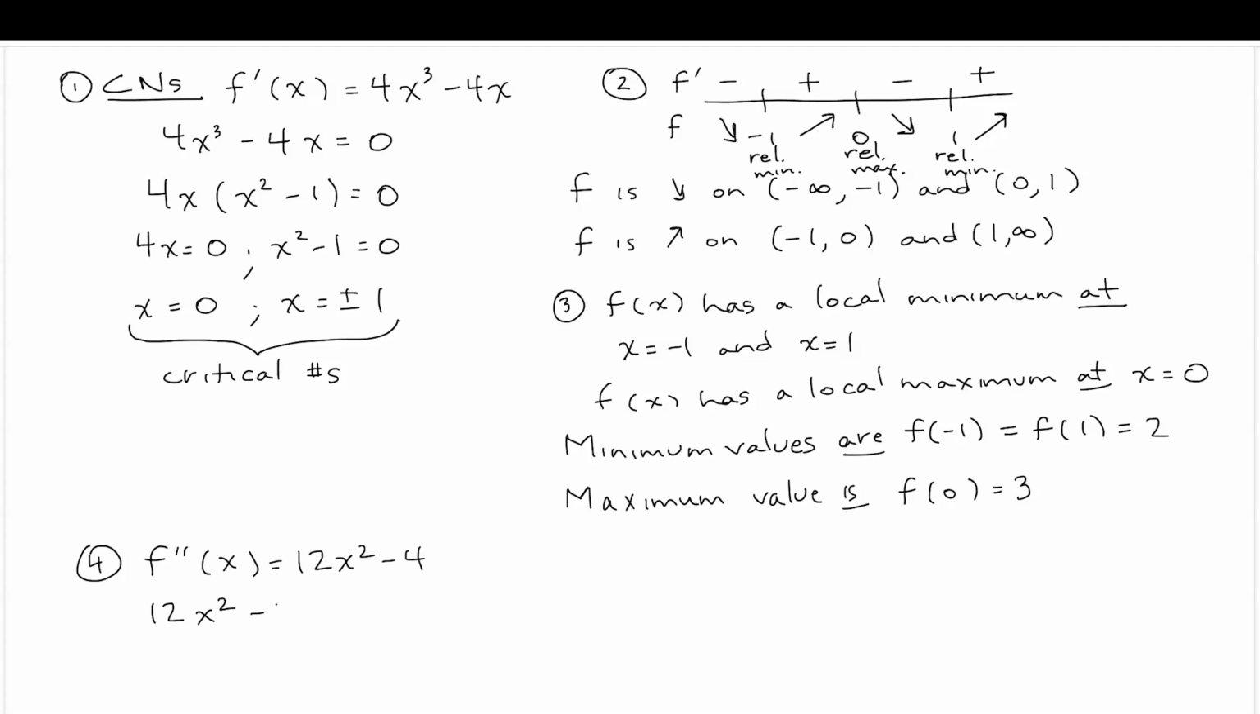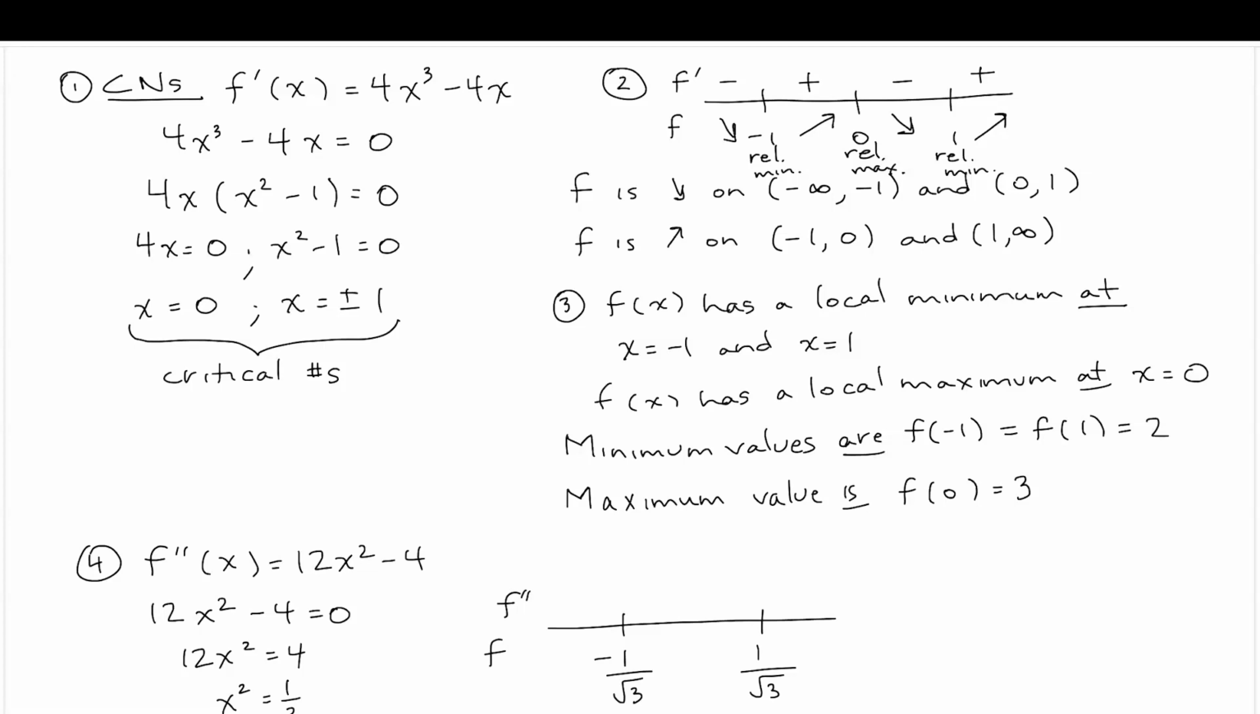Okay, so I'm going to take this second derivative and set it equal to 0. And from that, I get that x is plus or minus 1 over the square root of 3 when I solve that equation. And again, what I have to do is set up a number line, and I'm going to put each of these values on the number line, and then I'm going to check the sign of f double prime, and that's going to tell me about the concavity of f.